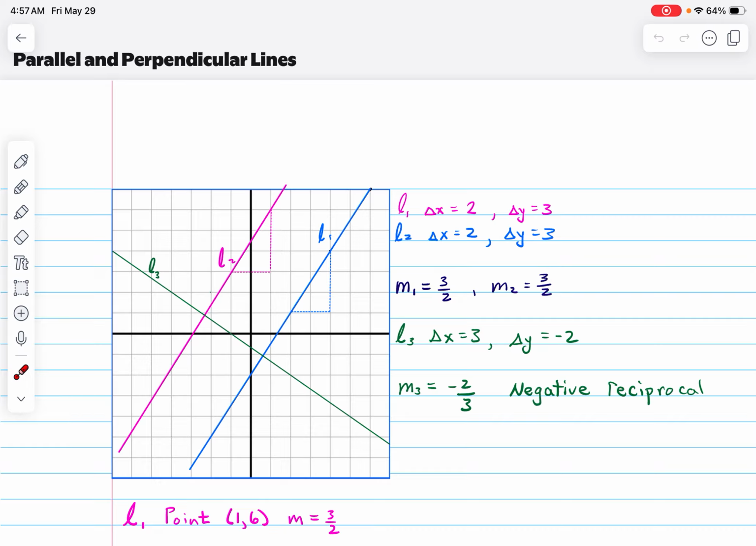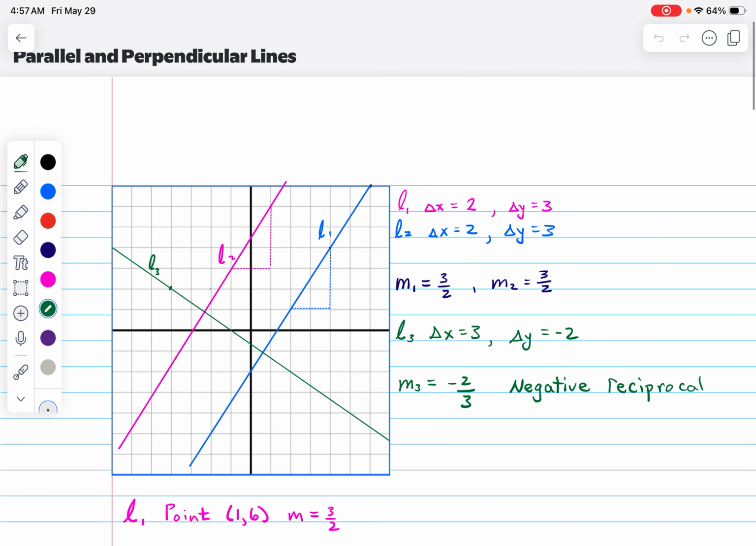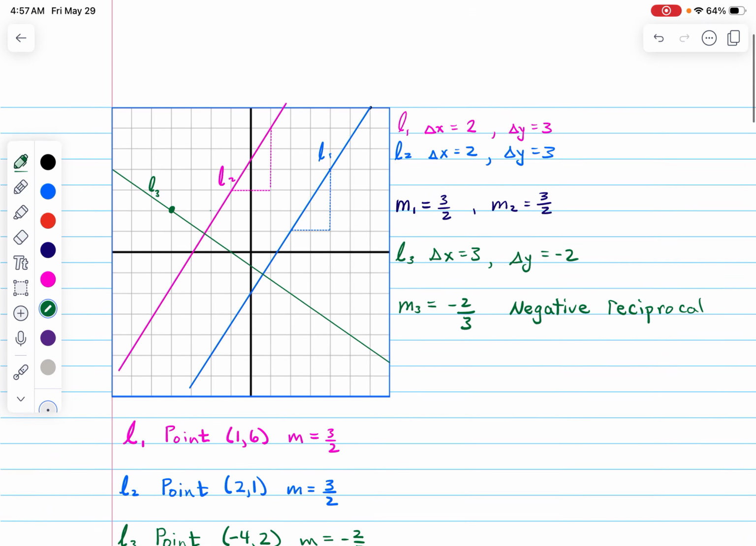Now, let's look at this other line, L3. And I'll just pick any point on here, like, for example, let me change this to green. Okay, so I'll just pick a point. Here's a point right here that I can easily recognize. It's -1, -2, -3, -4, so this is the point (-4, 2).